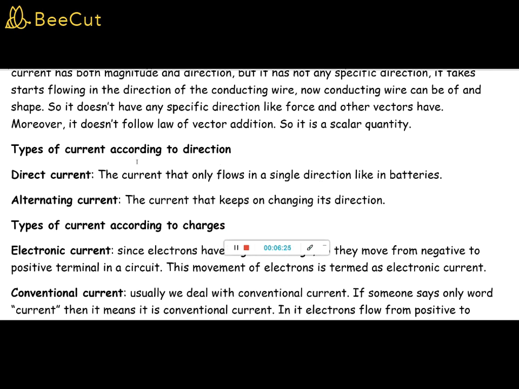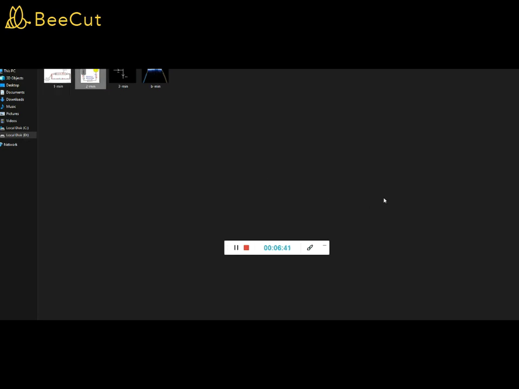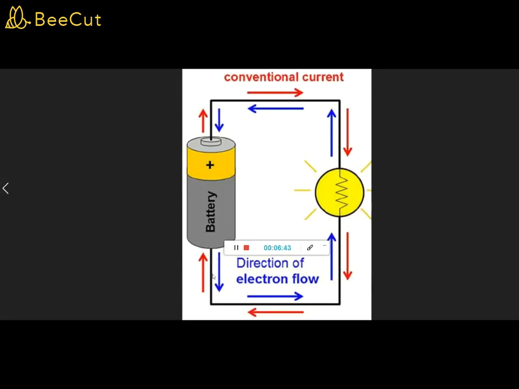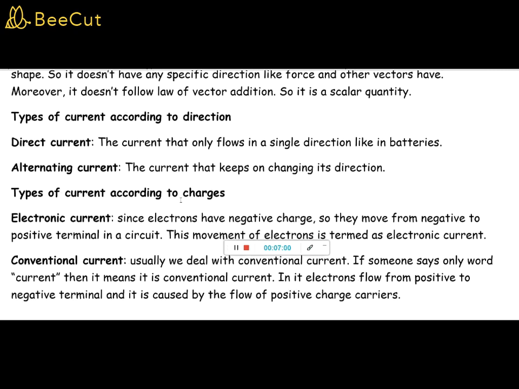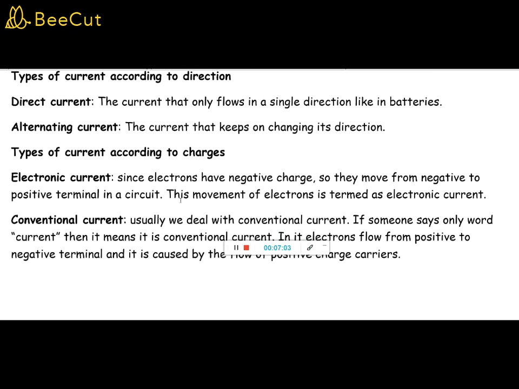Now there are two types of current according to its direction: direct and alternating. Direct current flows in a single direction, like in the case of batteries, as I can show you here. Yeah, so here you see the red arrows from the battery indicate the direction of the current through this battery. So it will definitely be in one direction, right? Now the second type of current is alternating, in which the direction of the current keeps changing.